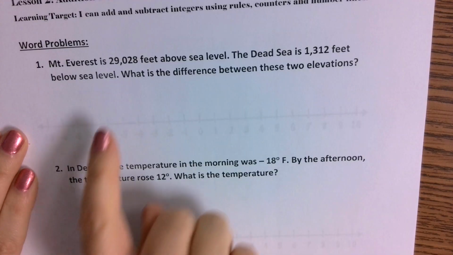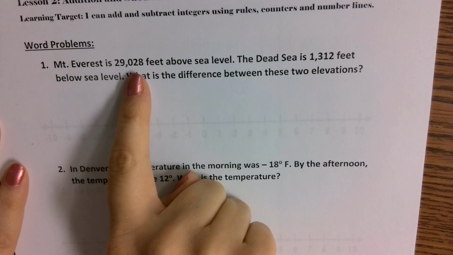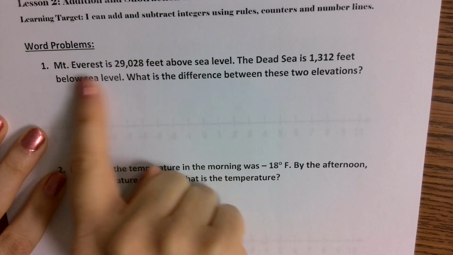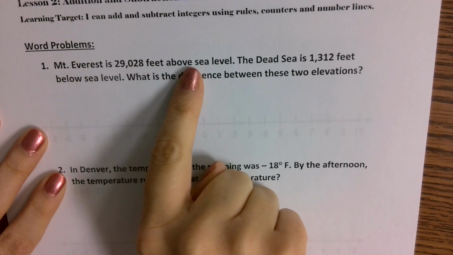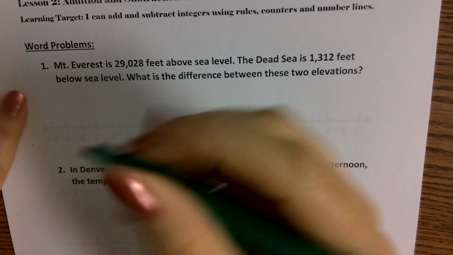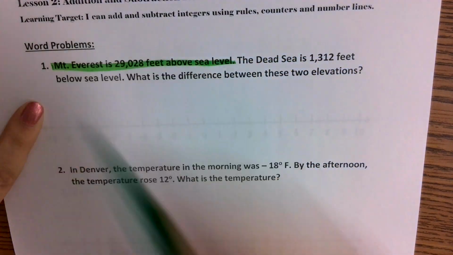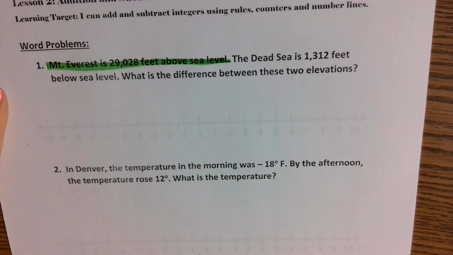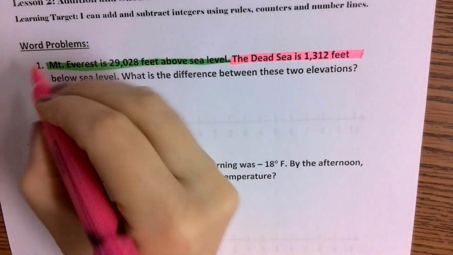Okay, so for problem number 1, it says Mount Everest is 29,028 feet above sea level. So right there, what kind of value, positive or negative, am I talking about if it's above sea level? Elijah? Positive. We're talking about a positive value. So I'm going to go ahead and highlight that in green so that I know I'm dealing with a positive number. And then it says the Dead Sea is 1,312 feet below sea level. What kind of value is that, Gal? Negative.